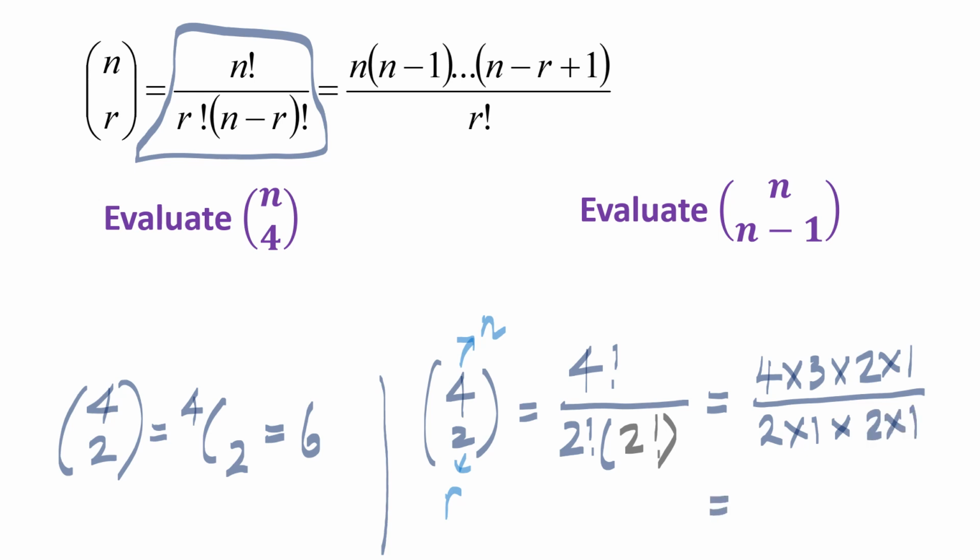So let's try to solve this. The 2 times 1 at the numerator can be divided by the 2 times 1 at the denominator. So you're left with 12 at the numerator and 2 at the denominator, which gives you 6. Can you see that the answer is the same as what you have here?